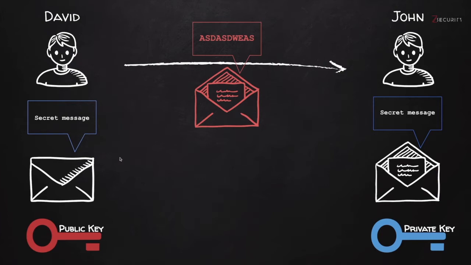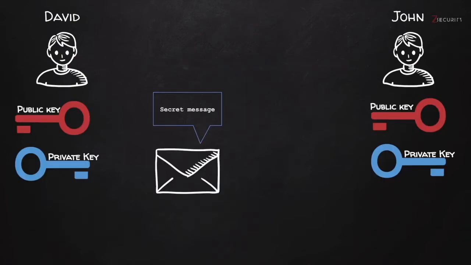The only problem is someone can come in, pretend to be David, use John's public key to encrypt a message and send it to John. And that way, John has no way of knowing whether this message did actually come from David or not. To solve this problem, David will have to sign the message. This can actually be done with PGP. So let me show you how this will work with this example.